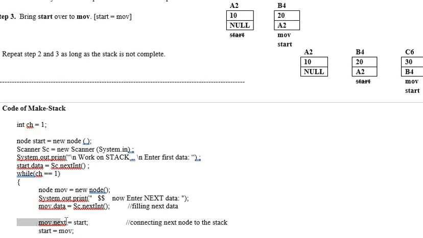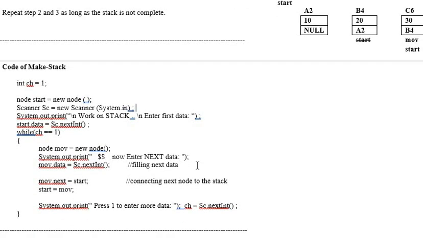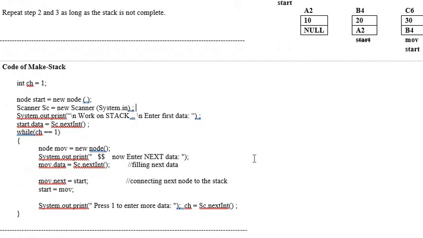Yes, move's next is given whatever start is. So A2 comes over to this part, and then I will change start and bring it to where move is. So that brings start over to B4. Yes, B4. Now if I want to repeat the process, look at the way the repetition is taking place. That is very nice, a beautiful one. How I am doing it repeatedly.